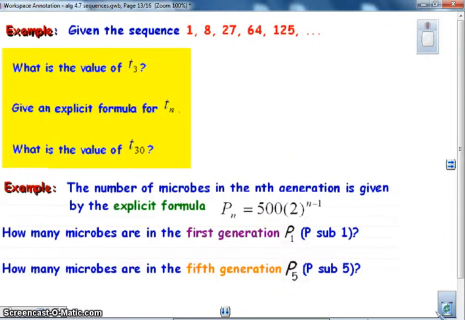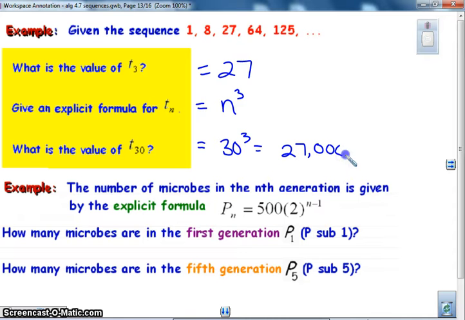We are now given this next example, and it says, given the sequence 1, 8, 27, 64, what is the value of T3? Well, T3 should be 27. What's T sub n? 1, 8, 27. Anyone see a pattern? If we look at that, that's actually taking n to the third power. So what would our 30th term be? 30 to the third power, which gives us, using a calculator, 27,000.